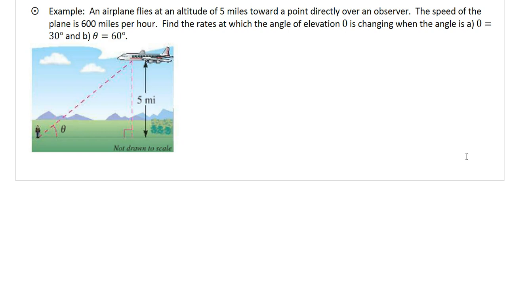This is an example of a problem that uses the SOHCAHTOA rules in order to find its equation. So we have a triangle here, and you can see from the picture, it says an airplane flies at an altitude of 5 miles towards a point directly over an observer. So we have our observer down here, and our airplane is flying this direction. The speed of the plane is 600 miles per hour.